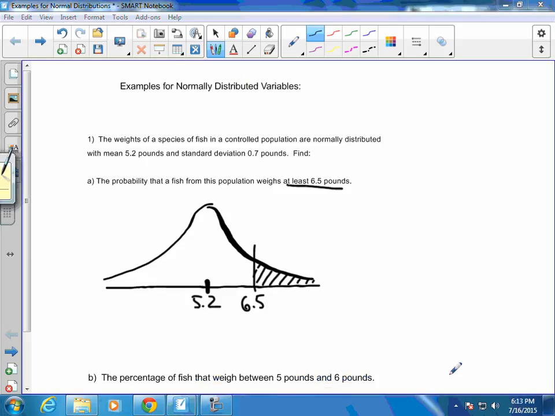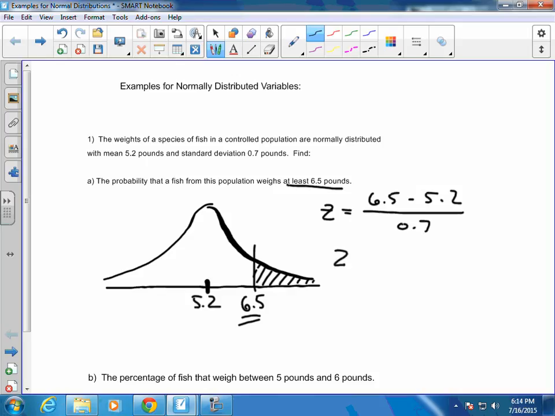Now the next step after we set up our picture is we need to find this area using our table, and we only have a table for the standard normal distribution. So we got to do z-scores before we can go to the table. So we're going to take our data value of interest, 6.5, subtract the mean, and divide it by the standard deviation. If we punch this up on the calculator, throw parentheses around the numerator if you want to do it in one step.